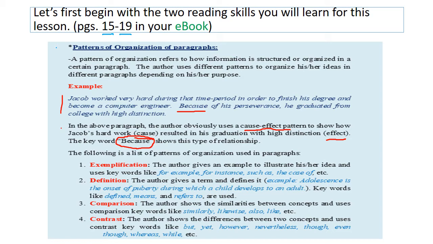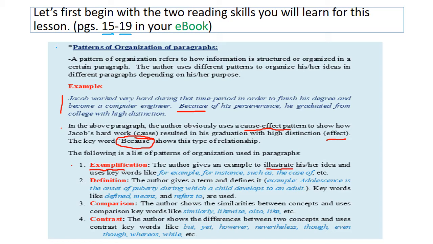Now, the following is a list of patterns of organization used in paragraphs. They are generally 7. I will go through them in detail with you. The first pattern of organization that could exist in a paragraph is called exemplification, and as you probably deduced from the word, it means giving an example, presenting an idea, and illustrating this idea with an example.